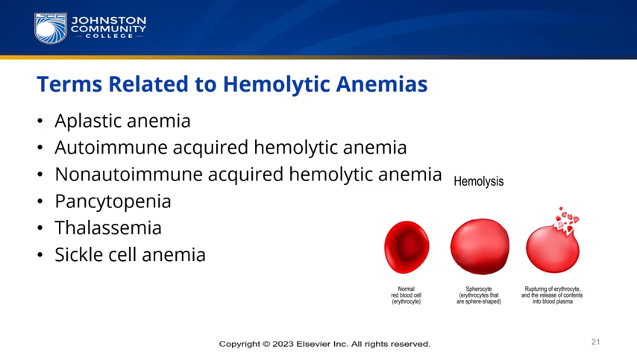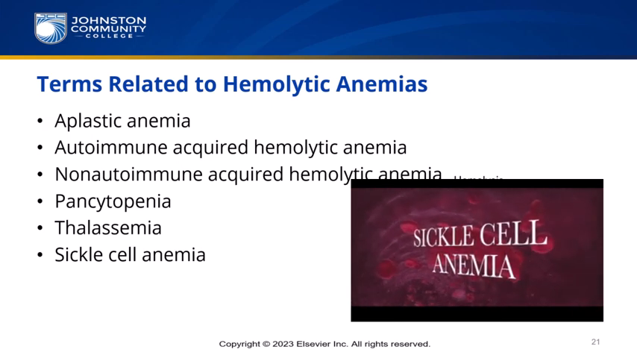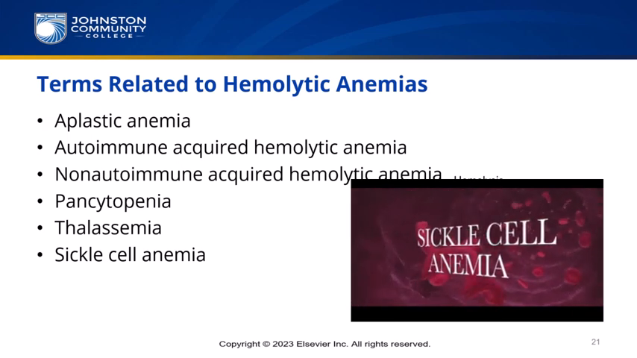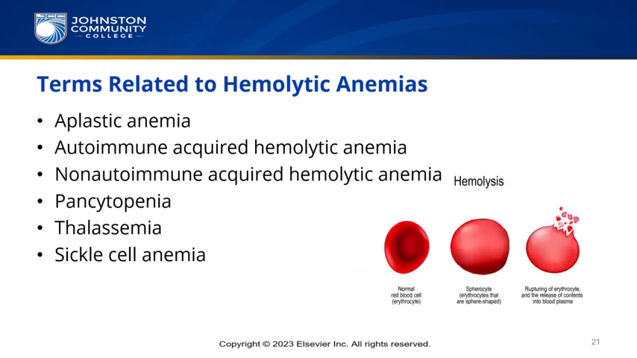Lastly, we have sickle cell anemia. Sickle cell anemia is an inherited anemia characterized by crescent-shaped red blood cells. The change in morphology, remember morpho means shape or form, causes the red blood cell to block the small diameter capillaries, which results in decreased blood supply to the cells. A sickle cell crisis is an acute, painful exacerbation of sickle cell anemia.